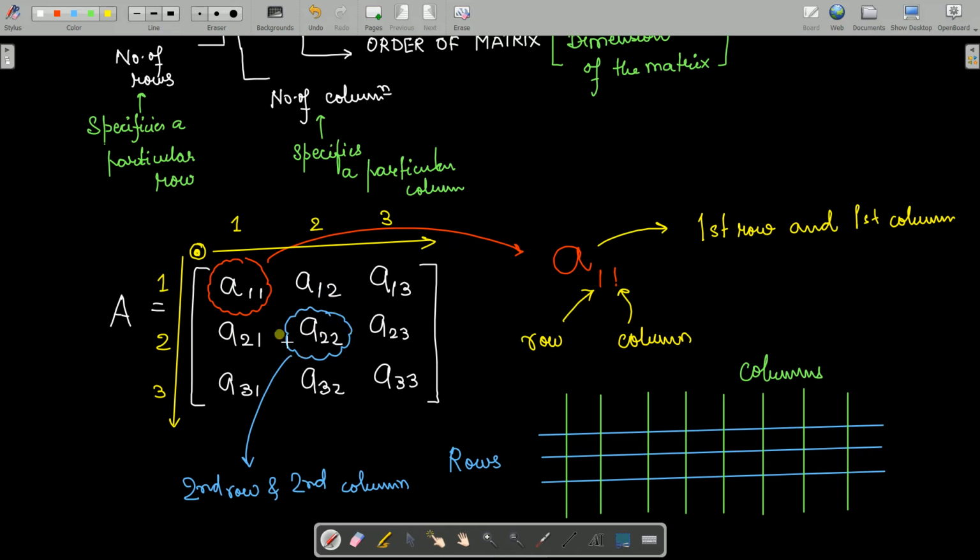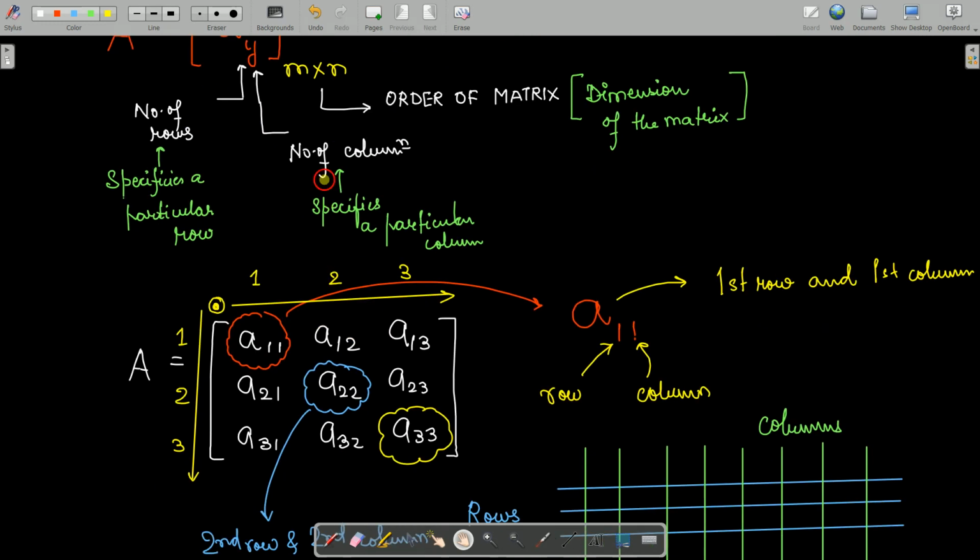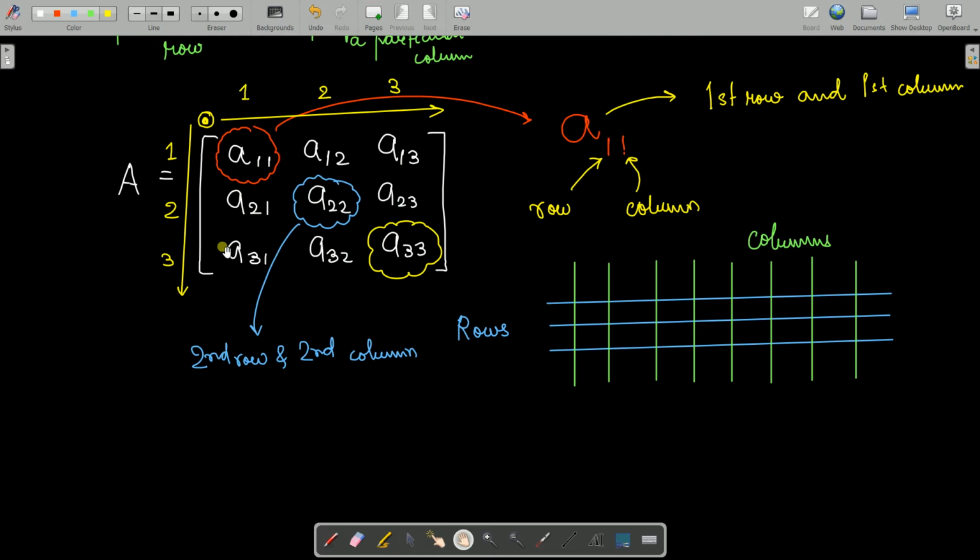So where is it intersecting? It's intersecting in the second row and second column. Similarly, if I select this, I can say that this is the element lying in the third row and the third column. So this is basically represented in a small representation like this. Okay, so this is basically the representation of the matrix. How do you represent it?